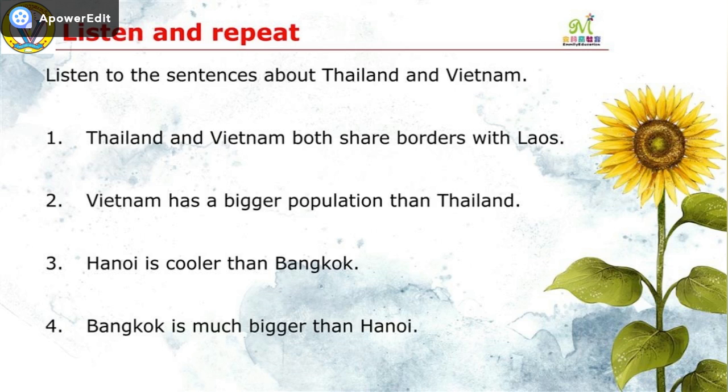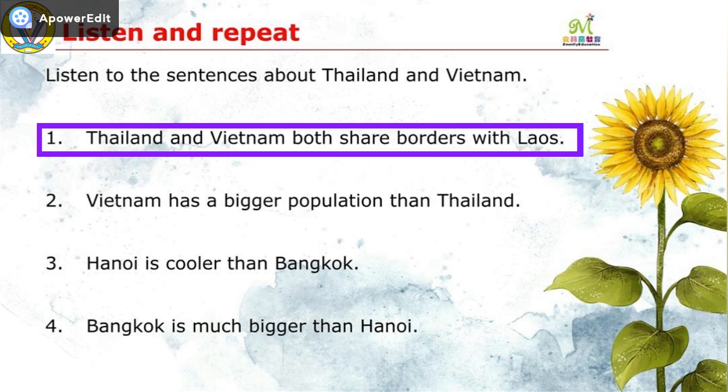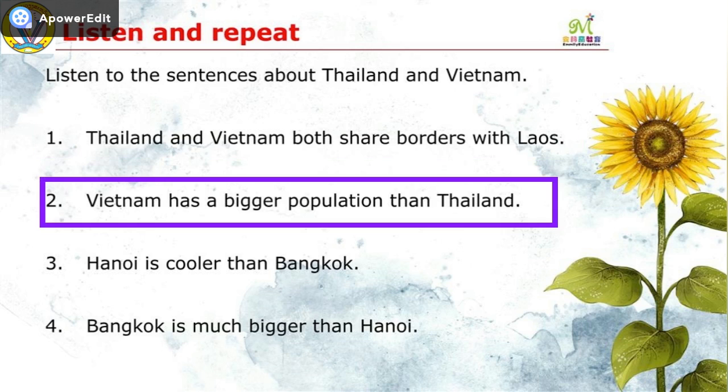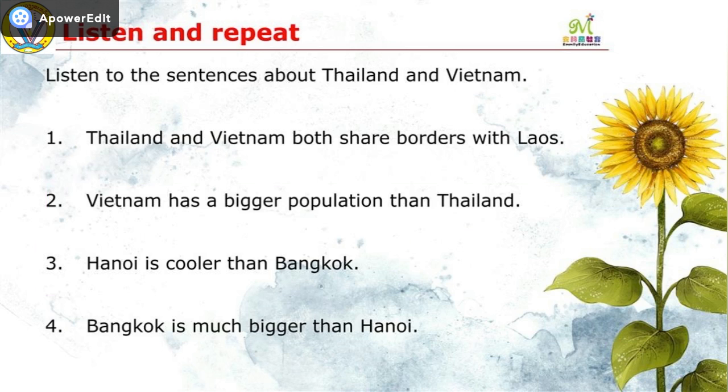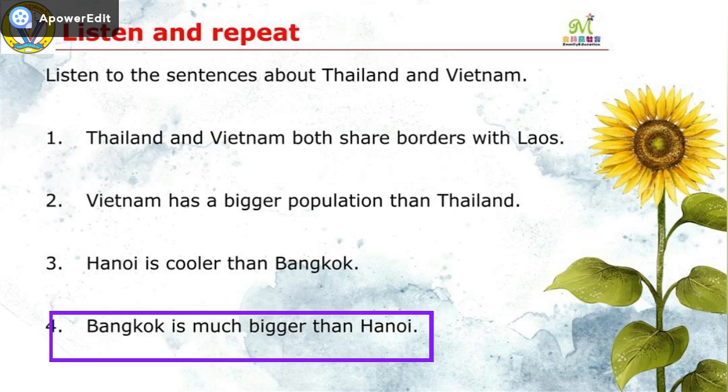First, Thailand and Vietnam both share borders with Laos. Second, Vietnam has a bigger population than Thailand. 3. Hanoi is cooler than Bangkok. 4. Bangkok is much bigger than Hanoi.